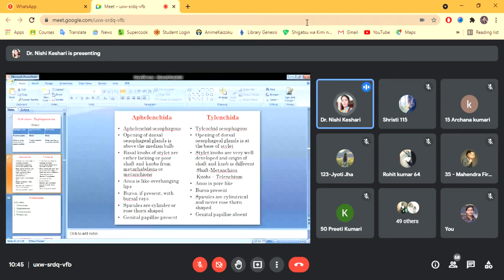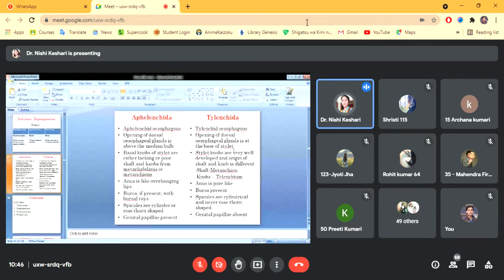Both are tripartite. Now the second difference is the opening of the dorsal esophageal gland. All the glands are present in the basal bulb, but where they open differs in different nematodes. Here this dorsal esophageal gland, the DOG, opens just above the median bulb. But here the dorsal esophageal gland opens at the base of the stylet. Okay.